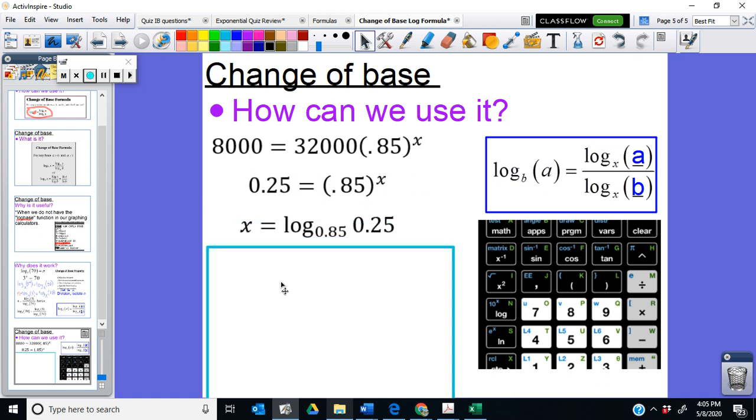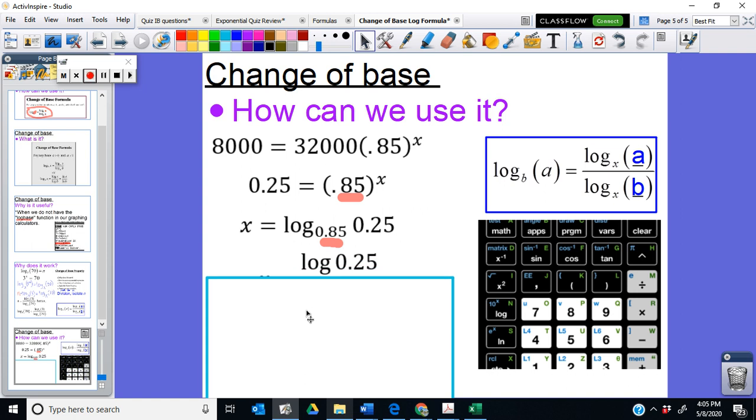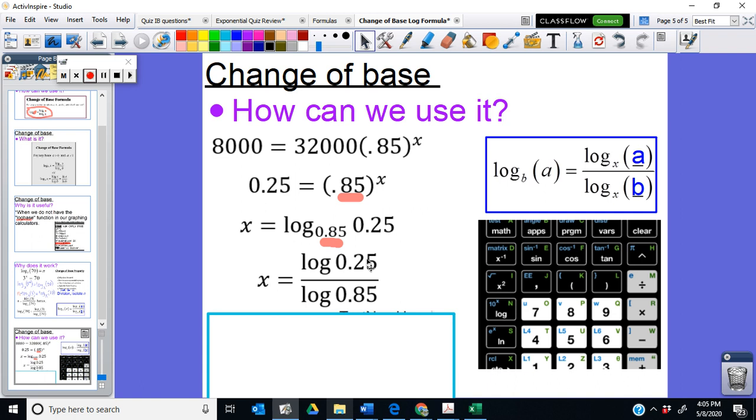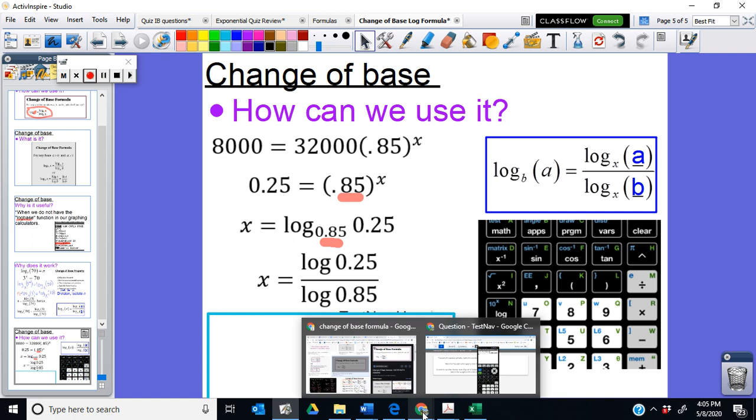So let's write it as logs. Log base 0.85 of 0.25. And when we go to our calculators, this is what we're going to type in. So let me show you what that looks like on the graphing calculator.